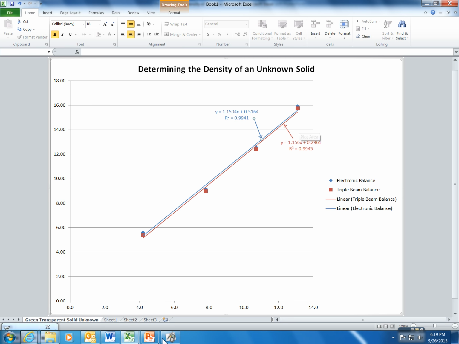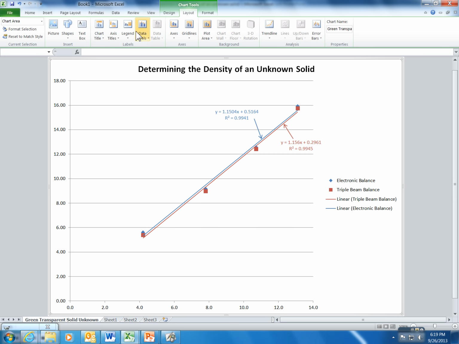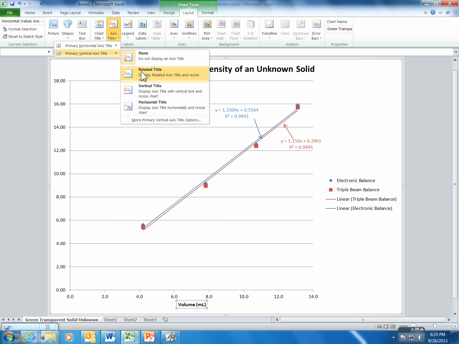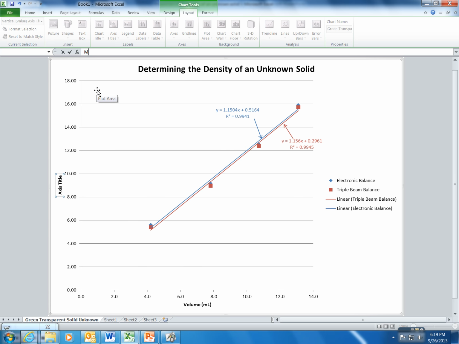Okay. Now I need to put in axes labels. So I need to click on the chart again, layout and axes titles. I'm going to go the horizontal title first. And so this one is going to be my volume, and then I describe it in milliliters. So I put milliliters in parentheses there. And then I'm going to give my axes title primary vertical axis, and I'm going to go with the rotated title, and it is mass in grams. Okay.